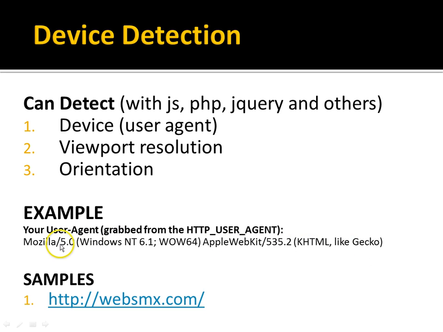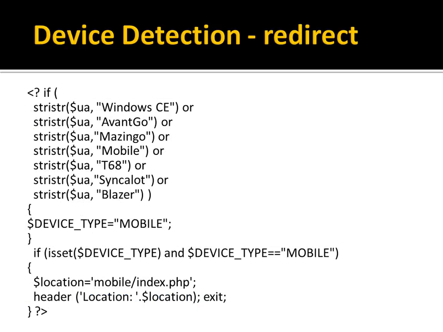So it says that I'm on Mozilla, Windows NT 6.1, I was using Apple WebKit, and KHTML like Gecko browser. And I think I happen to be using Chrome or something. Anyway, with device detection, here is a PHP one, which says if you're on these different devices, then say the device is mobile, and if it's mobile, let's redirect you to a different location.